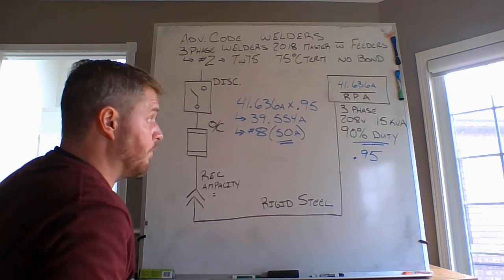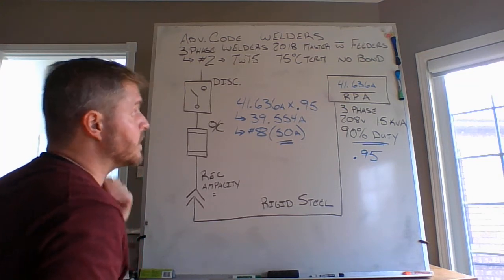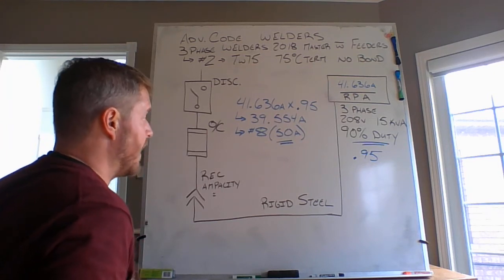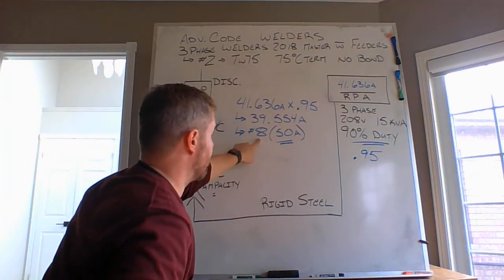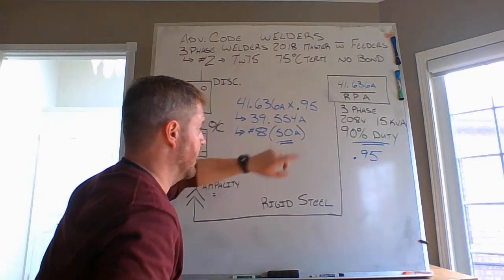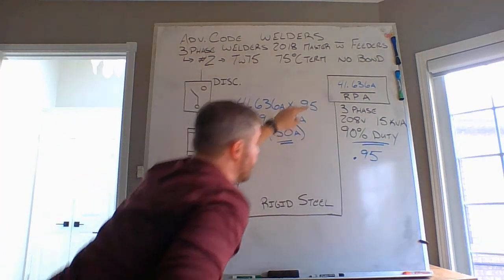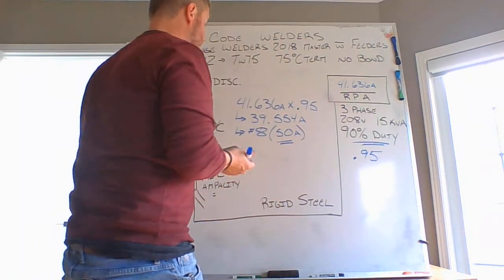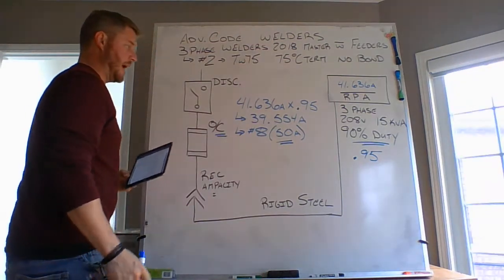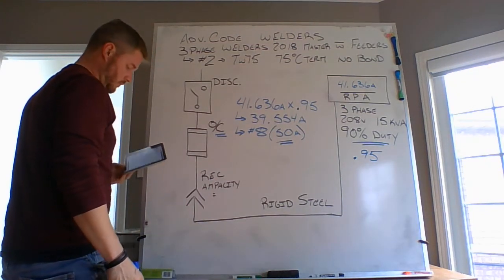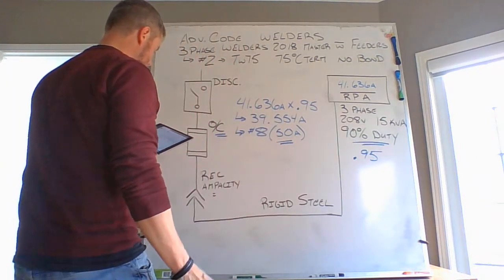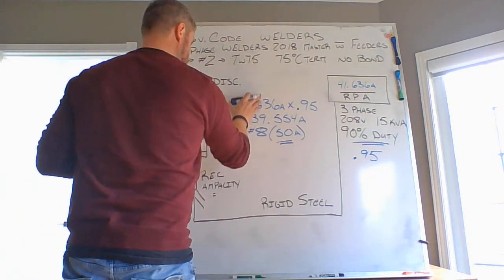My rated primary current is 41.636 amps, and I've selected a number 8 conductor, good for 50 amps. This number and this number now can come into consideration when I'm sizing my overcurrent capacity. Overcurrent capacity is based on two things.